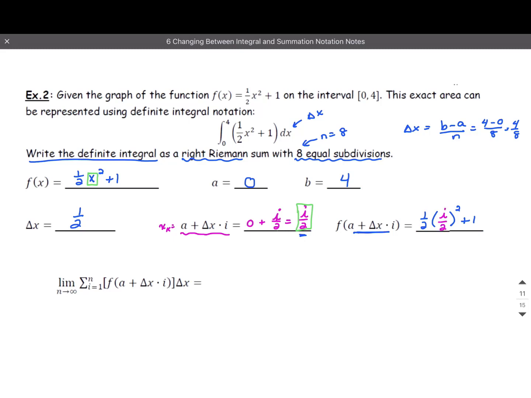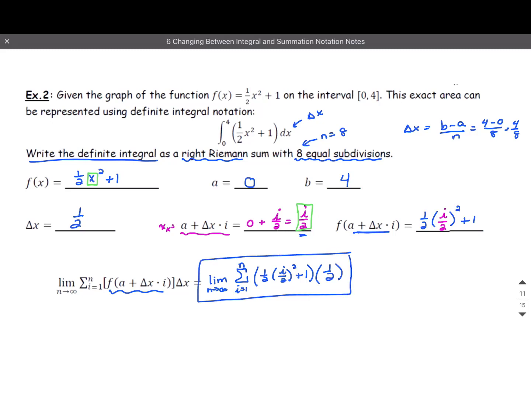Now we're ready to write our limit. So this is the limit as n heads to infinity of the summation as i goes from 1 to n of, now our function value, that's 1/2 times (i over 2) squared plus 1, times our delta x, which is 1/2. And there we go.